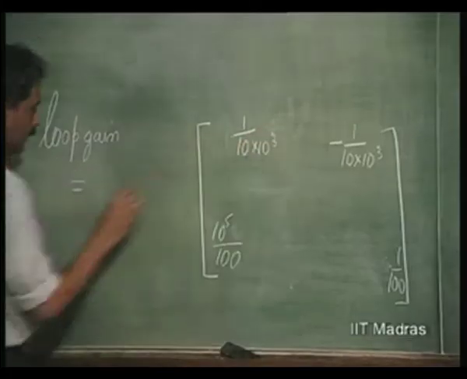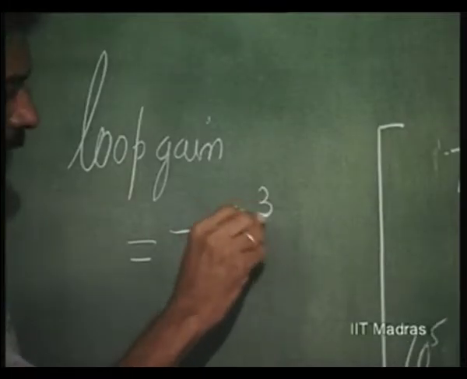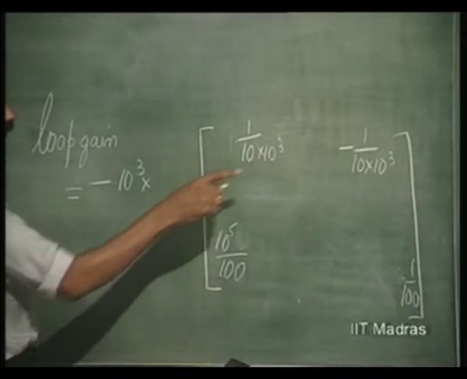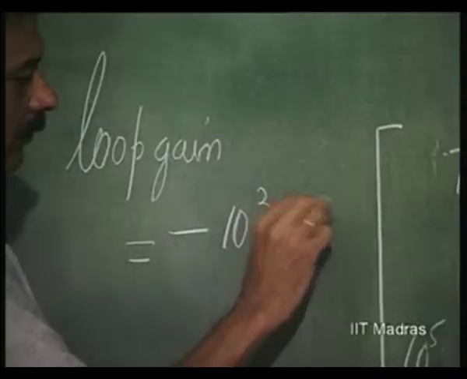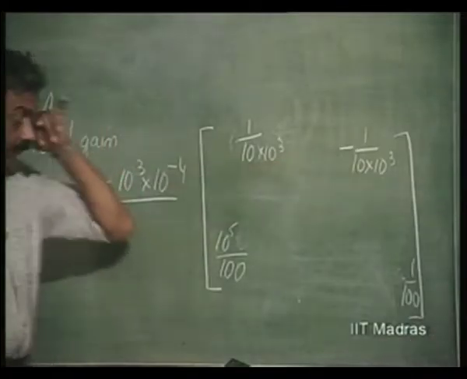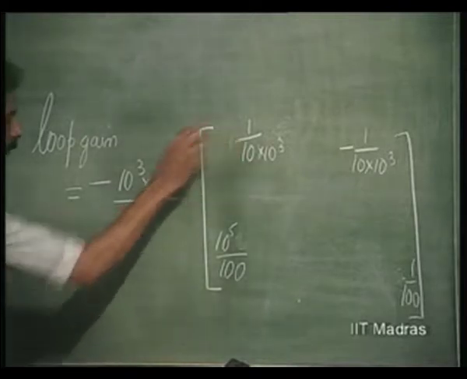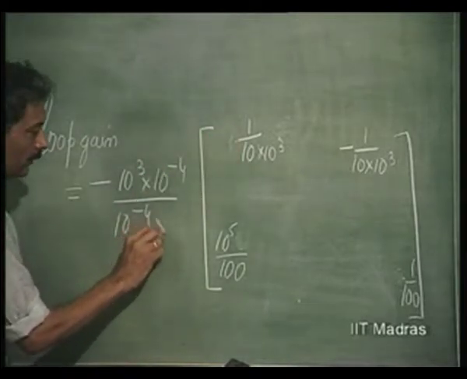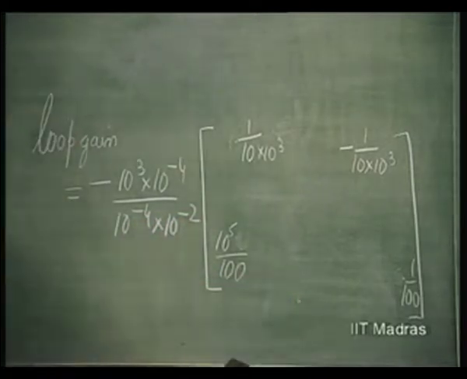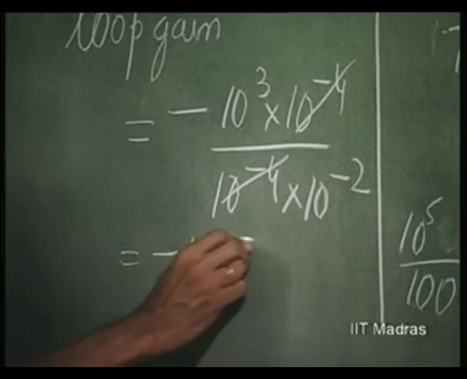It is minus 10 to the power 5 by 100, 10 to the power 3 into 10 to the power minus 4, right, 10 to the power 3 into 10 to the power minus 4. Here 10 to the power minus 4 into 10 to the power minus 2. So, this is minus 10 to the power 5.